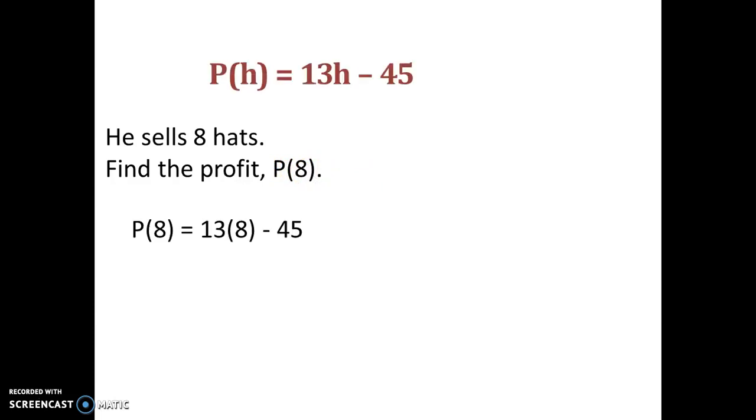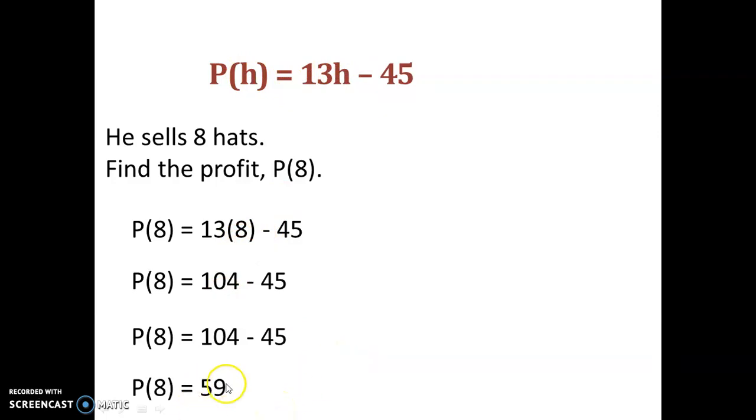Let's use that function to answer these questions. Number one, he sells 8 hats. Find the profit. We are looking for P of 8. We're looking at the profit based on an input of 8 hats. As you probably know, you just input 8 there, so the input for this H becomes an 8. And when you solve that, you get a profit of 59 based on 8 hats sold.